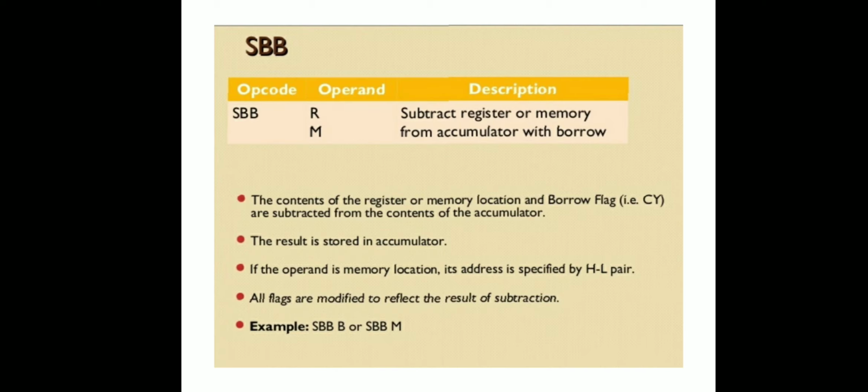This instruction is used to subtract register or memory from accumulator with borrow. That is, the content of register or memory location and borrow flag are subtracted from the content of accumulator and the result is again stored in the accumulator. And again, if the operand is memory location, then the address is specified by the HL pair.